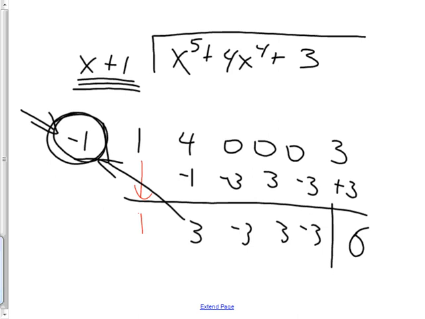For what? If this had to be like an x squared, you're right. So if they asked you, does x squared plus 1 go into this, you couldn't do it. You'd have to use long division. So you still need to know long division.